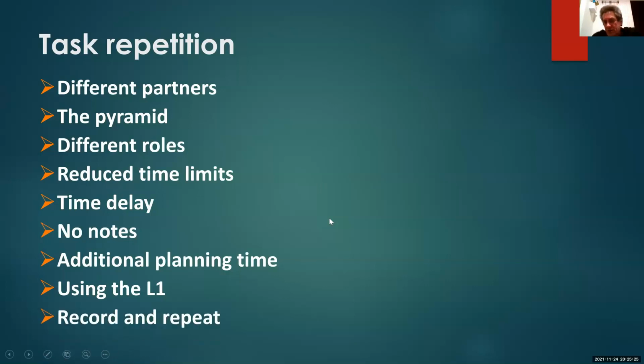Final suggestion, although this is rather more work, but of course this is made much easier when we're using things like Zoom, where we can record, is when they participate in a task, we record it.